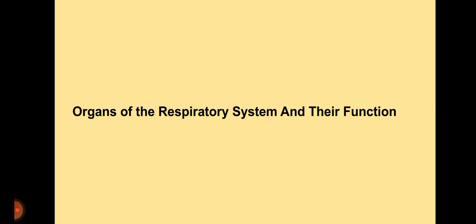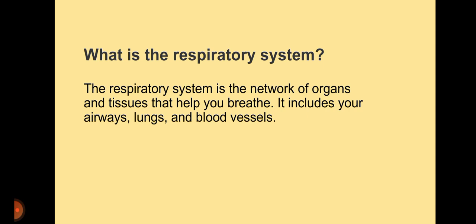So let's begin first by defining the respiratory system. The respiratory system is the network of organs and tissues that help you breathe. It includes your airways, lungs, and blood vessels.